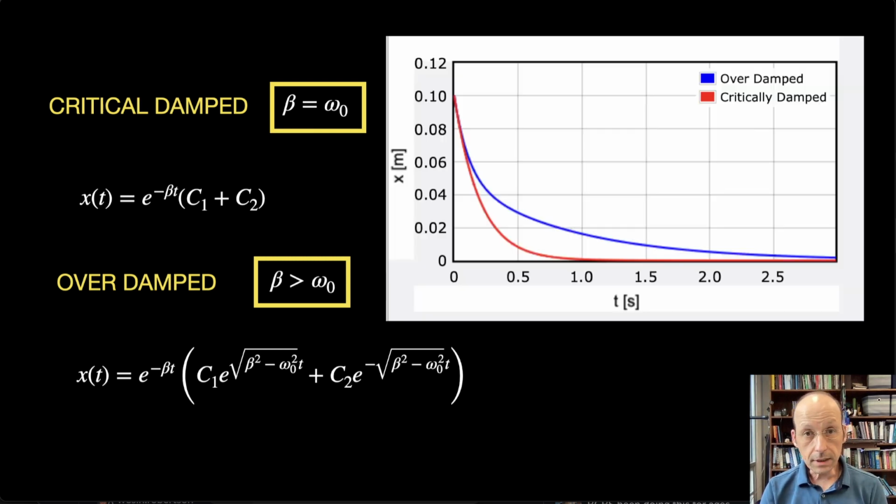Okay, and this is what it looks like. Here's just some parameters. The overdamped is the blue curve, and the critically damped is the other one that they just stopped. That's fine. Okay, now we are ready.